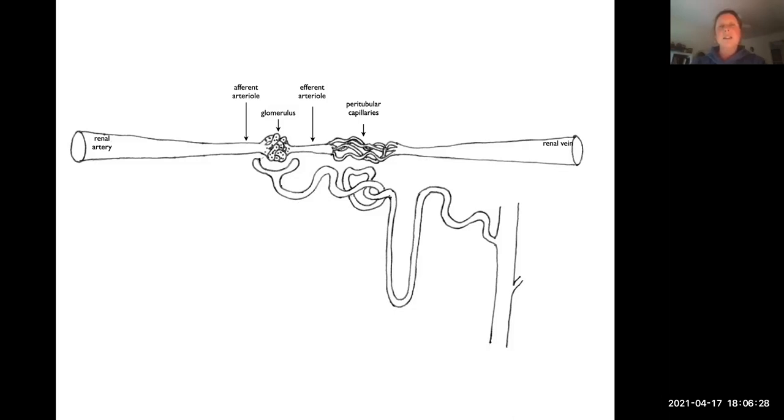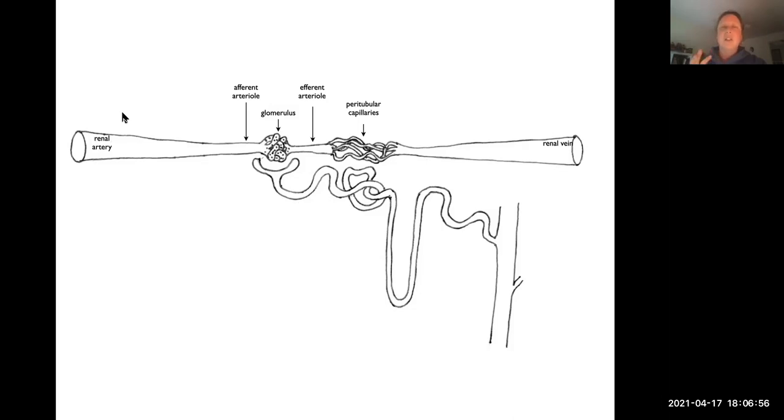Okay, let's put the structure of the nephron and the renal circulation together. Now, there are two main places where the nephron interacts or intersects with the circulation. We need one place for substances to come out of the plasma, and then we need another place for substances to move back into the plasma. And each one of those is a capillary bed.